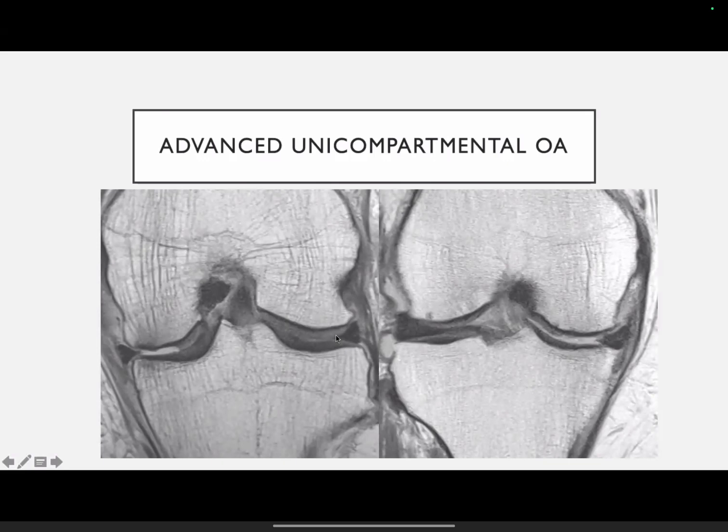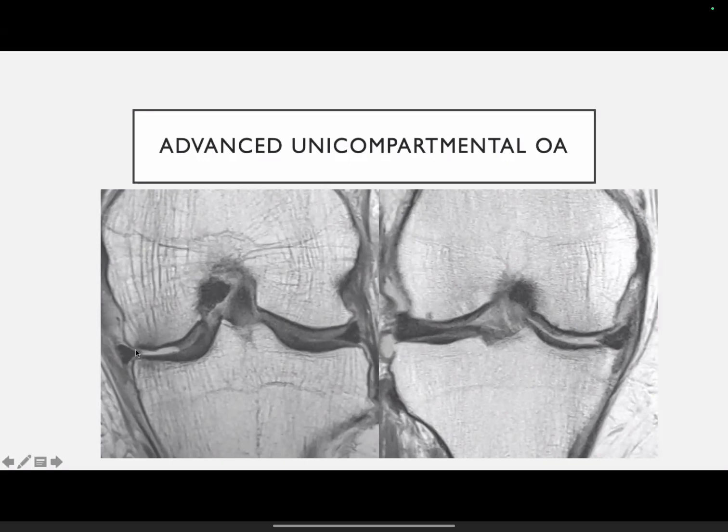And similarly, the third should be your patellofemoral compartment. Along with that, the menisci and ligamentous structures, all those details will be evaluated and described in your report. So this is a case of advanced unicompartmental OA.